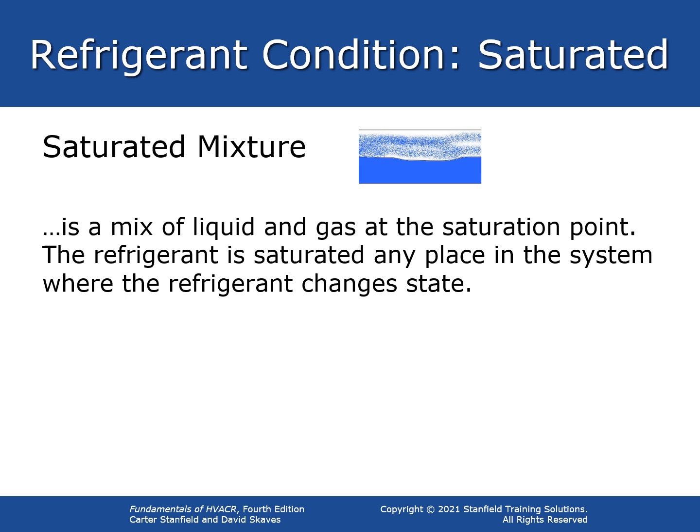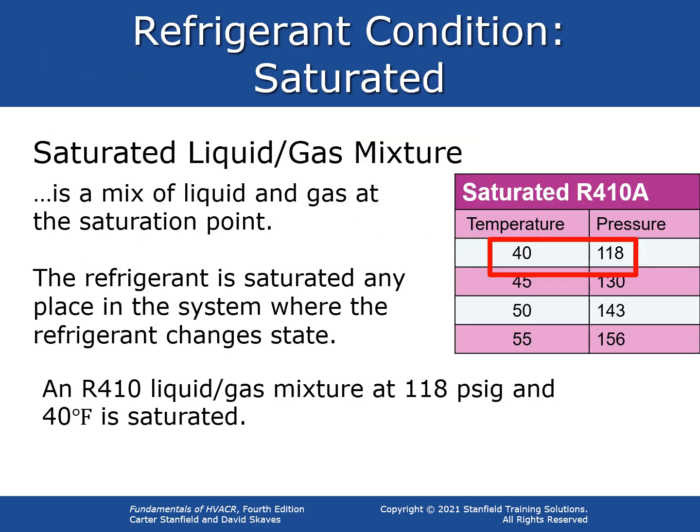A saturated mixture is a mix of liquid and gas at the saturation point. The refrigerant is saturated any place in the system where the refrigerant changes state. Adding heat to a saturated mixture causes some of the liquid to boil to a gas without changing in temperature. Removing heat from a saturated mixture causes some of the gas to condense to liquid without changing temperature. An R-410A liquid-gas mixture at 118 psi and 40 degrees Fahrenheit is saturated. The refrigerant is saturated any place in the system where the refrigerant changes state.